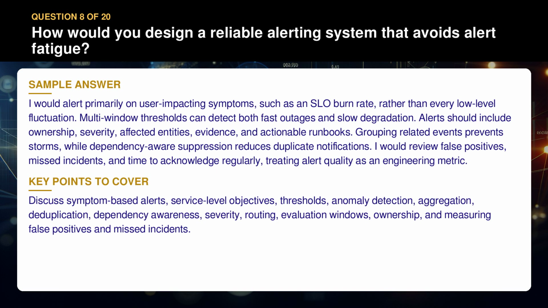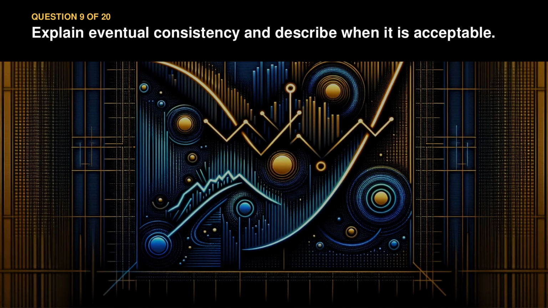Discuss symptom-based alerts, service-level objectives, thresholds, anomaly detection, aggregation, deduplication, dependency awareness, severity, routing, evaluation windows, ownership, and measuring false positives and missed incidents. Question 9. Explain eventual consistency and describe when it is acceptable.